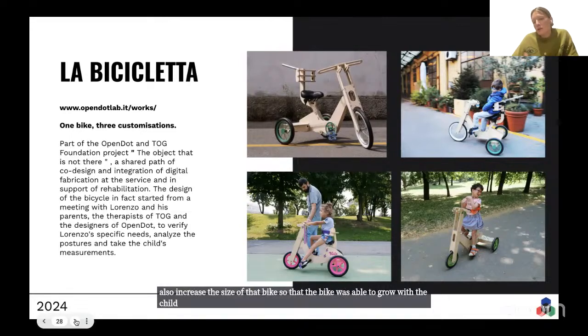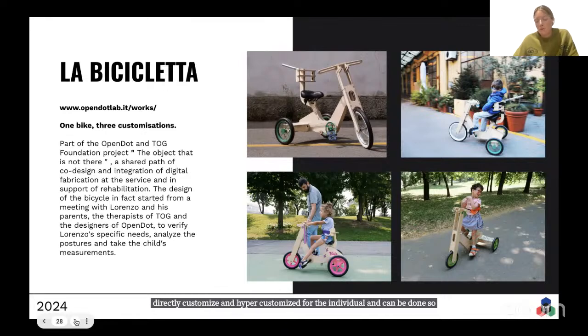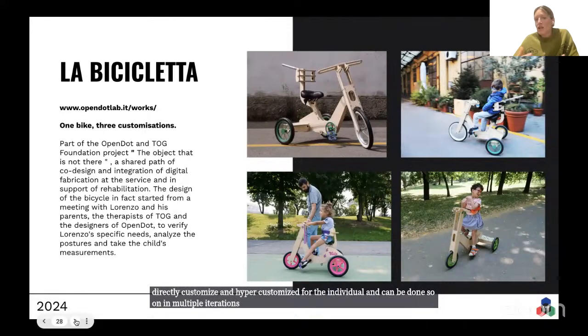They then took the similar idea and applied it for other individuals and other children who needed similar mobility access. So this in particular, La Bicicletta, shows us how the design of the bike is directly customized and hyper-customized for the individual, and can be done so in multiple iterations. The design itself changes with the user and in collaboration with the designer, who is also the user.